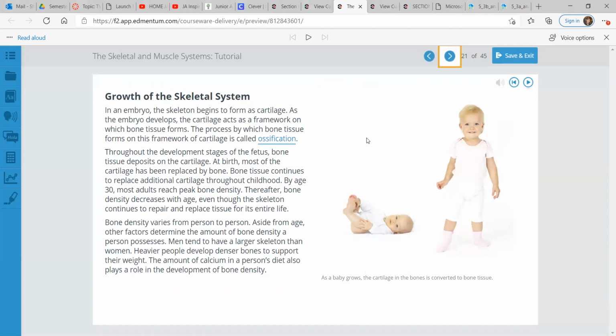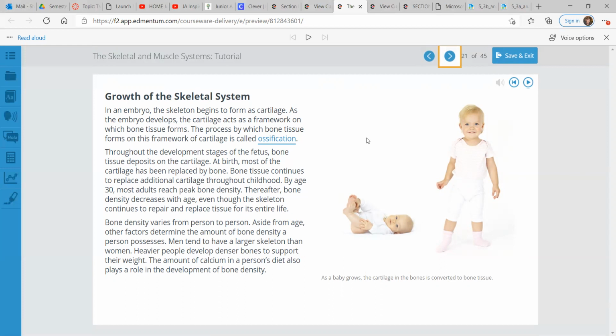Bone tissue continues to replace additional cartilage throughout childhood. By age 30, most adults reach peak bone density. Thereafter, bone density decreases with age, even though the skeleton continues to repair and replace tissue for its entire life.